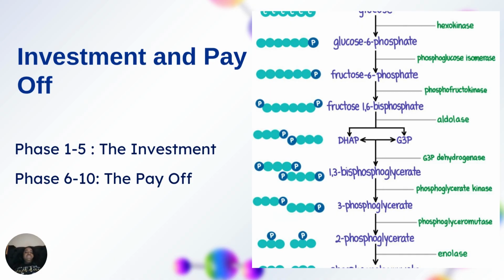All right, now let's move to phase 2. This is where the energy is paid off. The goal of this phase is to create ATP and NADH. Now we have our sixth step. Our sixth step is called glyceraldehyde 3-phosphate dehydrogenase. This is where each G3P is oxidized to 1,3-bisphosphoglycerate, which forms the NADH. This step harvests high energy electrons for later ATP production.